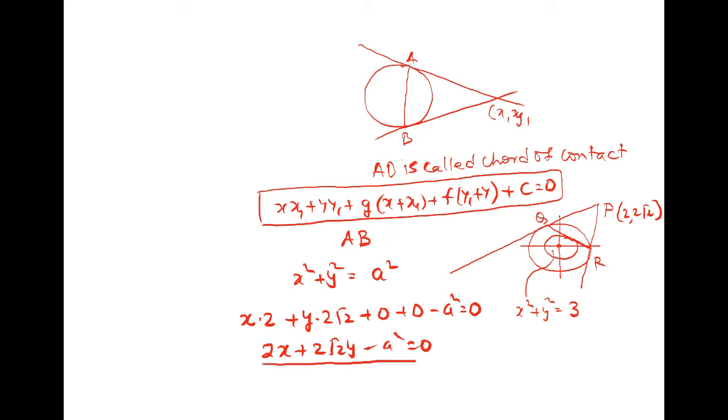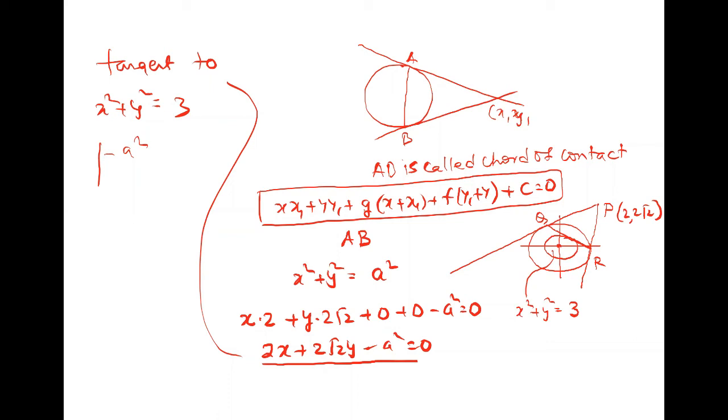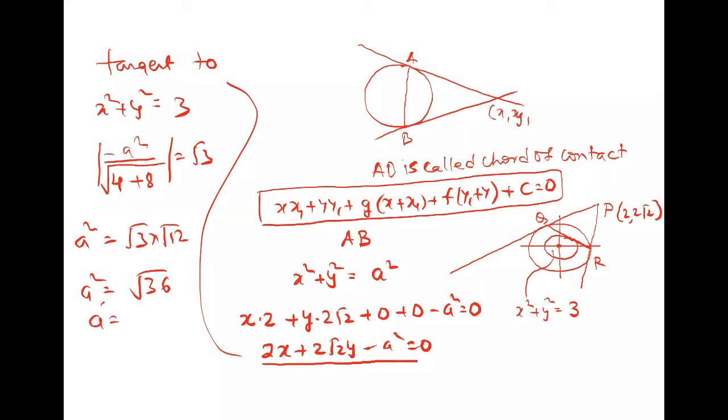So this line is tangent to x² + y² = 3. So you drop a perpendicular from the center, that must be equal to the radius. It means a² divided by √(4 + 8) is equal to √3. So we get a² = √3 into √12, so a² = √36. a² is equal to 6, a equals √6.